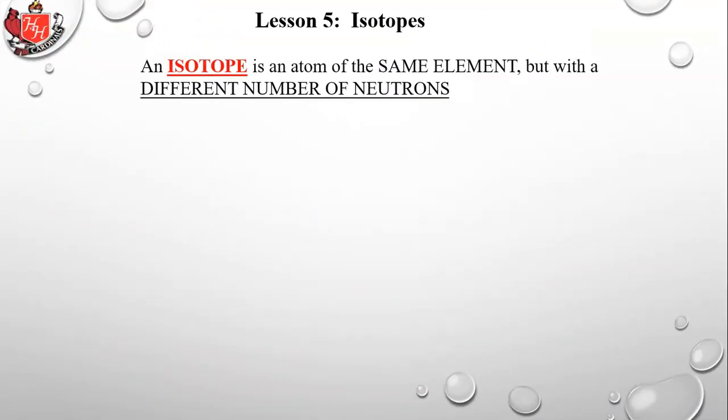An isotope is an atom of the same element, but with a different number of neutrons. So it has whatever number of protons it has to have. For carbon it would be 6. But it has a different number of neutrons from other carbon atoms.